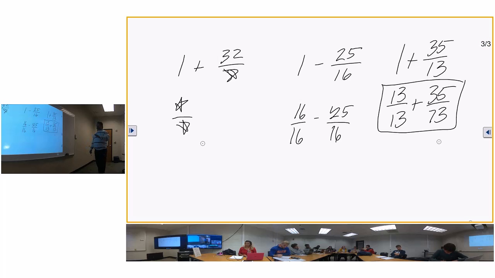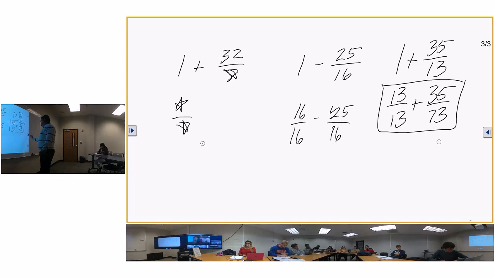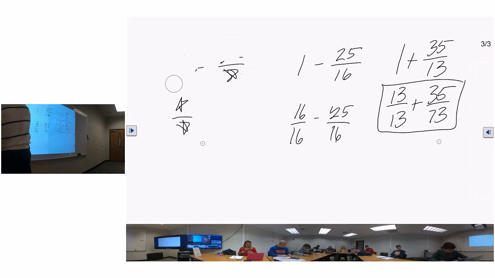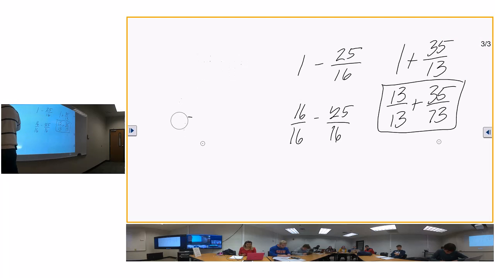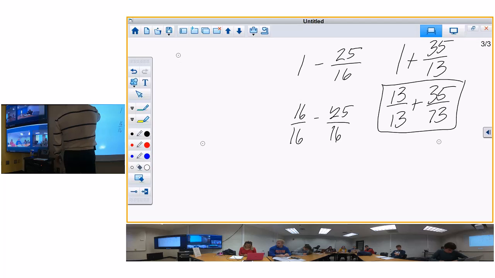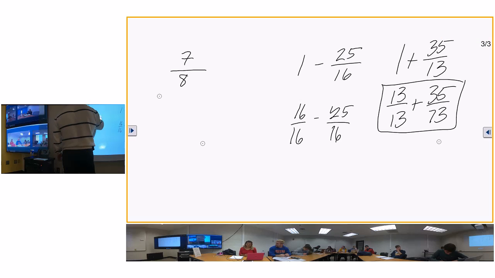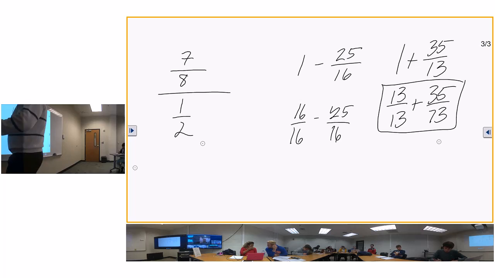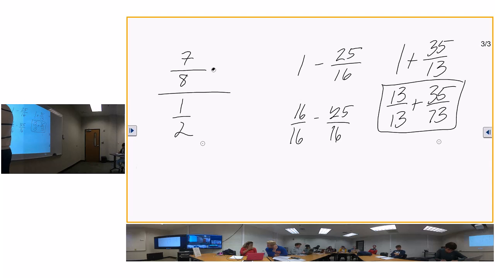Now, multiplication is totally different. If I do a multiplication, maybe I need to go through the old review of fractions. So if I have 7 over 8 divided by 1 over 2, there is no division of fractions. There is none. So what do you do? You multiply by the what?